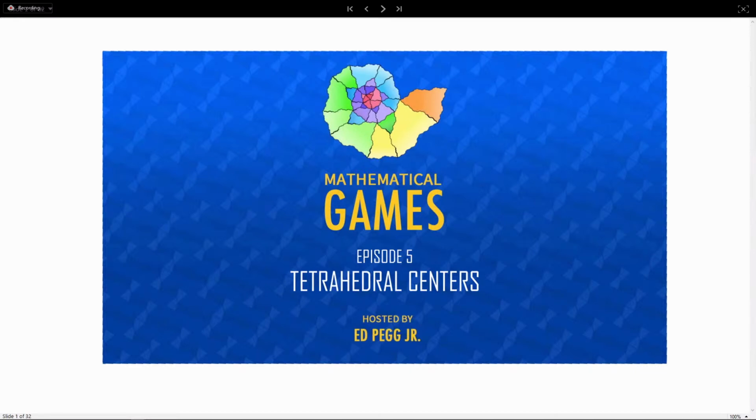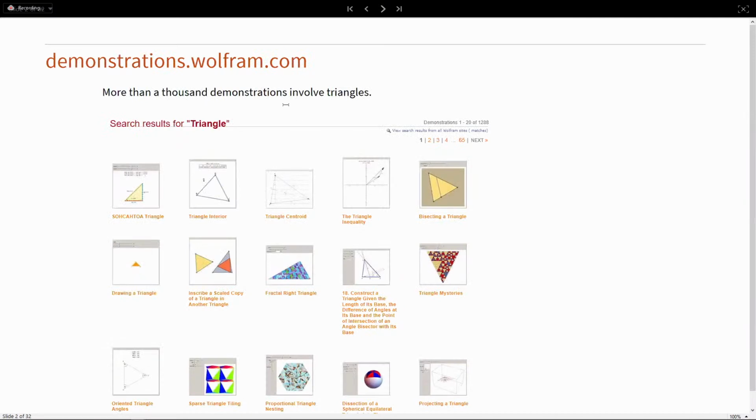So let's go ahead and start this with the Demonstrations Project. It has many things on triangles and tetrahedra, and I'll be using some of those in the course of the talk here. For many of the items, if it's based on a triangle, you could probably go to either Demonstrations or MathWorld or the Function Repository, and there will be a demonstration or code relating to that particular topic.